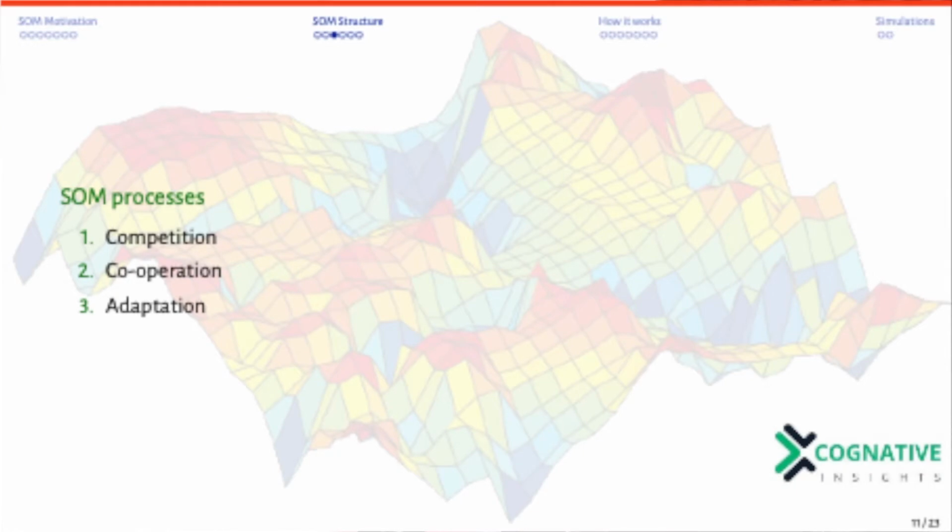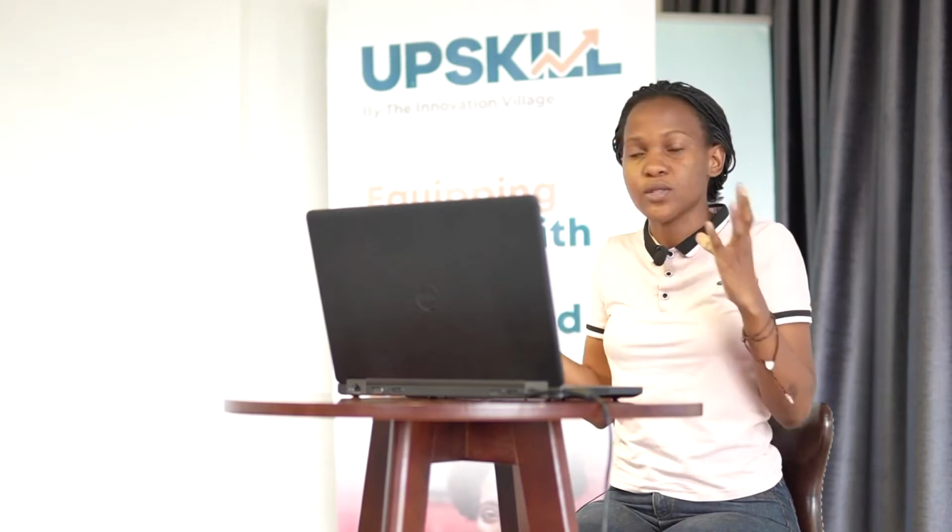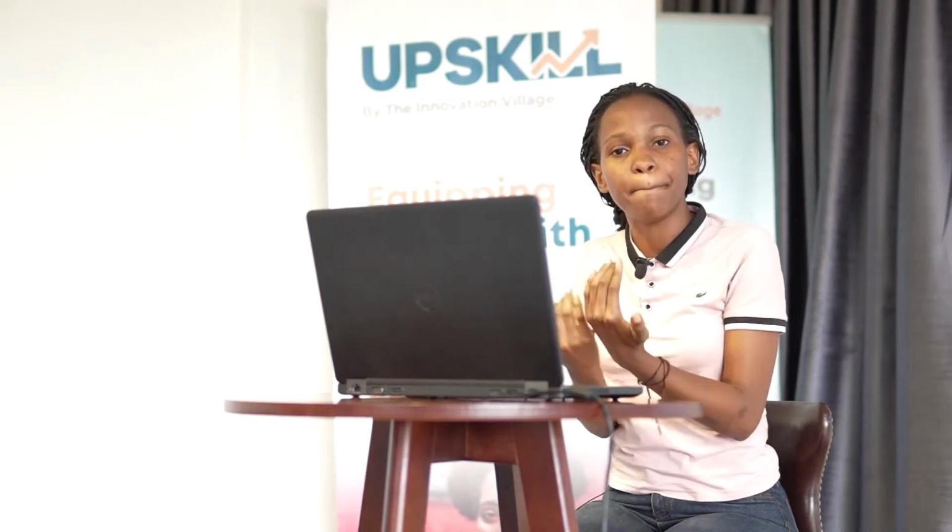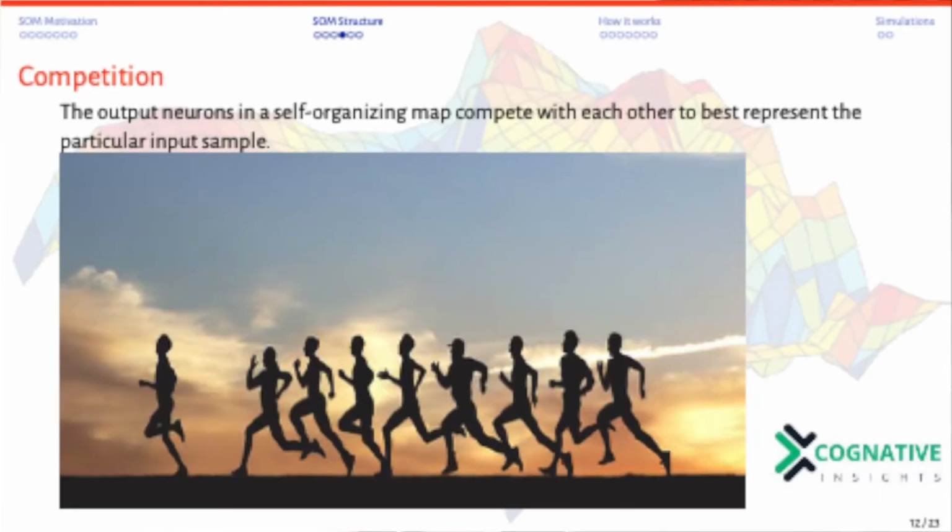SOMs basically deal with 3 processes: competition, cooperation, and adaptation. With competition, we have seen people, or any race, competing among themselves and trying to know who best matches or who comes out as a winner. So just like any other competition, SOMs deal with competition, and as we have said before, it is a very competitive learning process. The output neurons in a self-organizing map compete with each other to best represent the particular input sample.